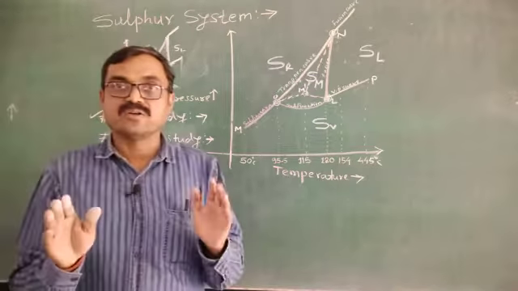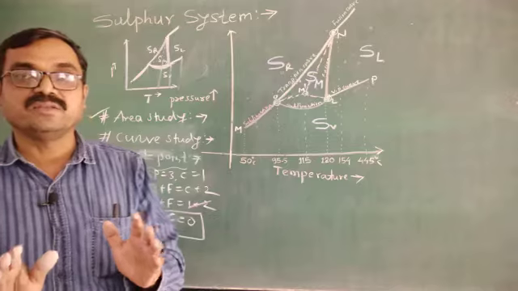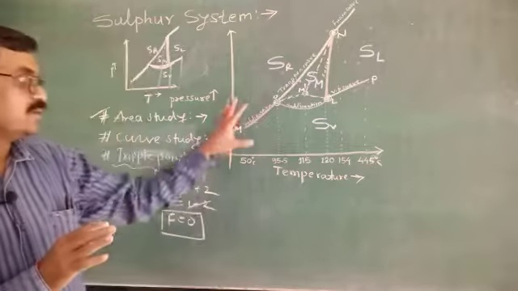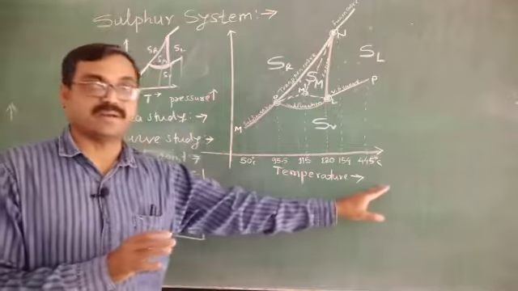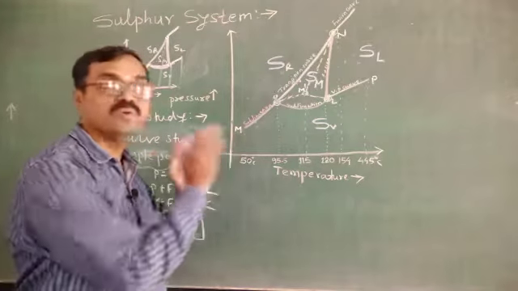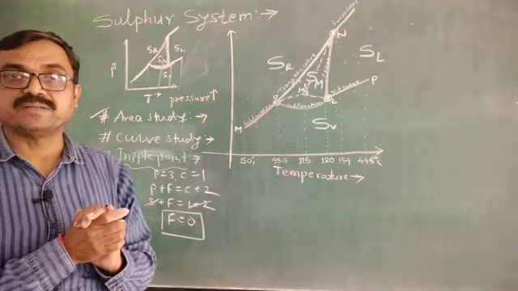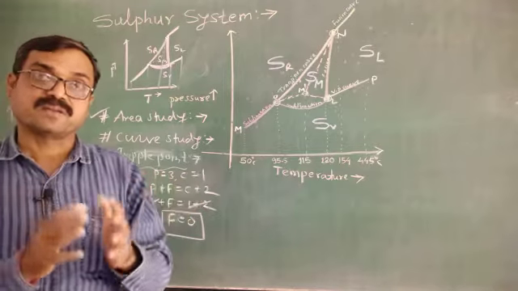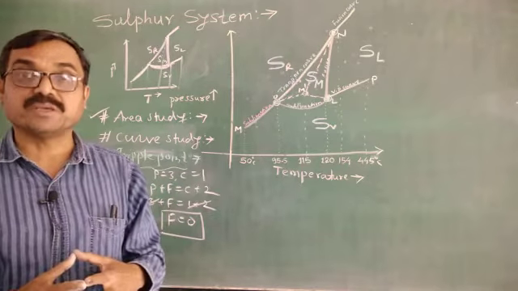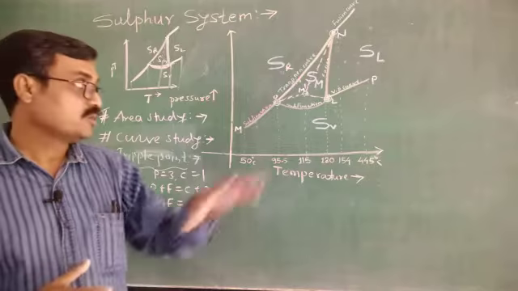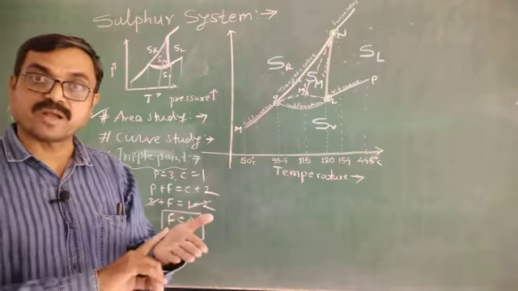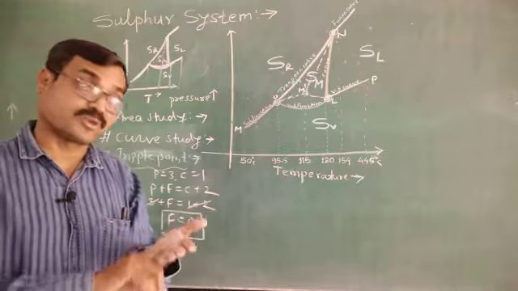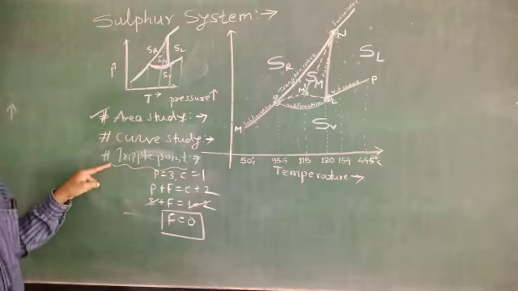Means in order to conclude this, finally you have to remember in each study this diagram should be clear, so that you are able to explain every point. A question may be asked for 6 marks: explain sulfur system in detail. You have to draw the same diagram. You have to write about the curve study, the area study and also the triple point study.